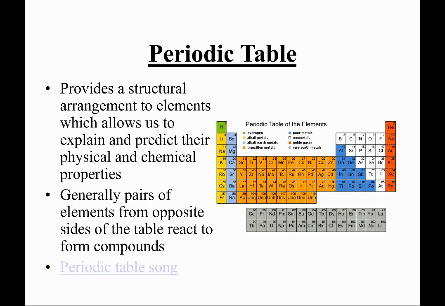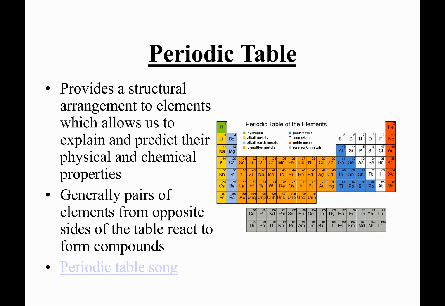When they ordered these by atomic mass in groups and periods, they found that they could predict what the chemical and physical properties would be of ones that were close together. They could predict what would happen across the rows and down the columns.